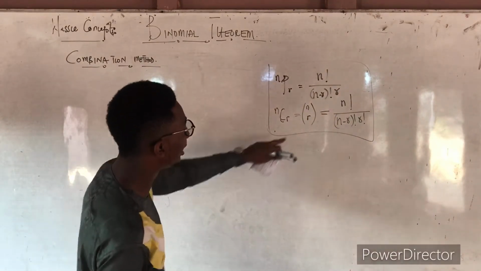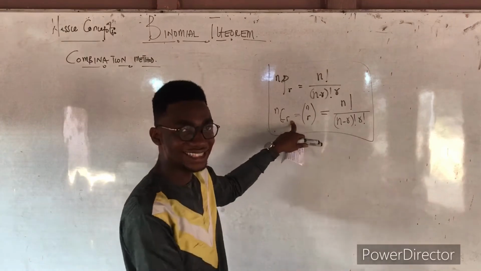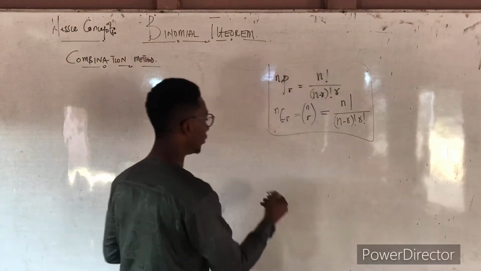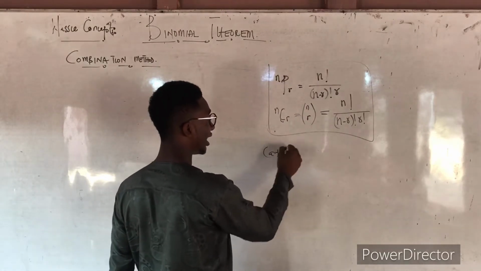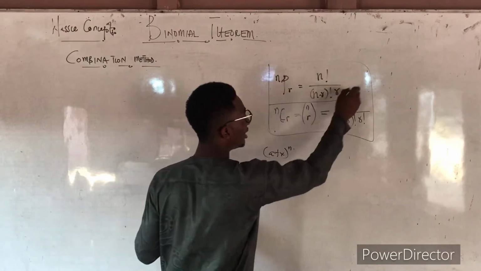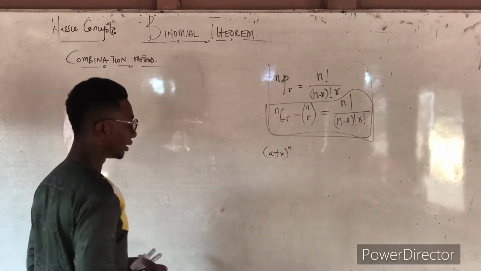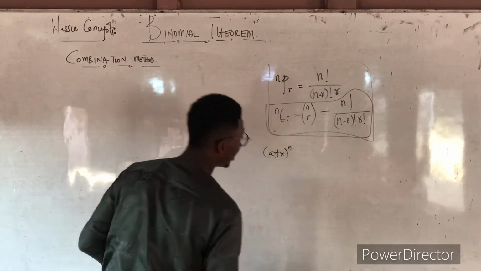So now we are going to use this method, the combination idea, to expand a given term. If you have a term, for instance, like a plus x exponent n, we are going to use the combination method to expand this term, no matter how long it is. Okay, so now let's look at it.